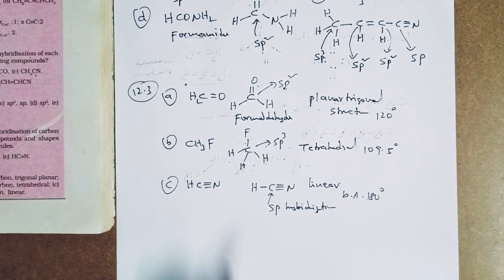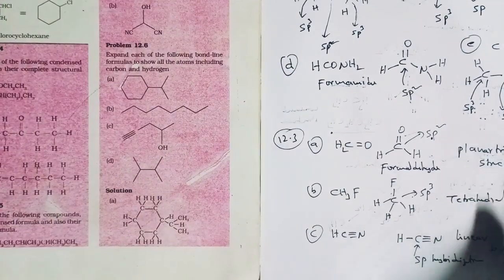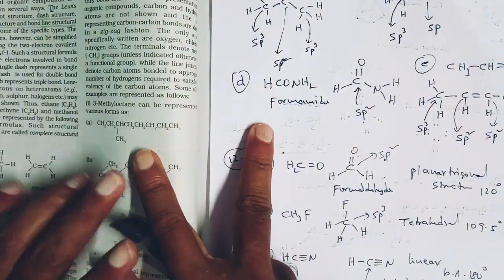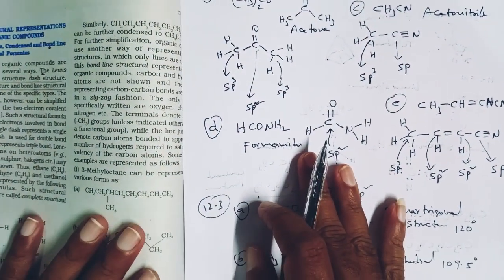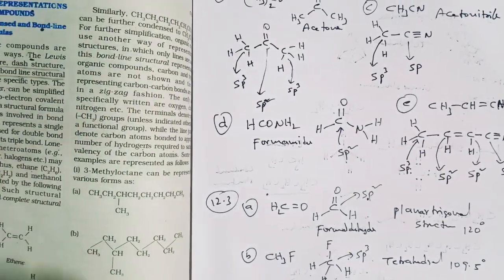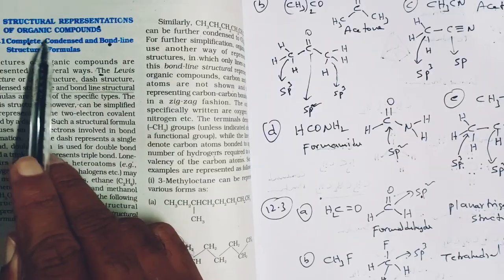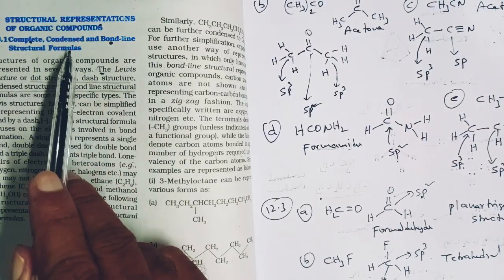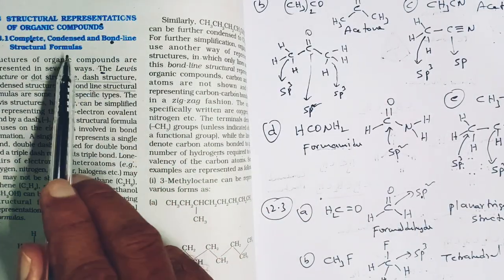Okay, so this page is over. Now we will go to the next page, where it is given structural representation of organic compounds: complete structural formula, condensed structural formula, and bond line structural formula.